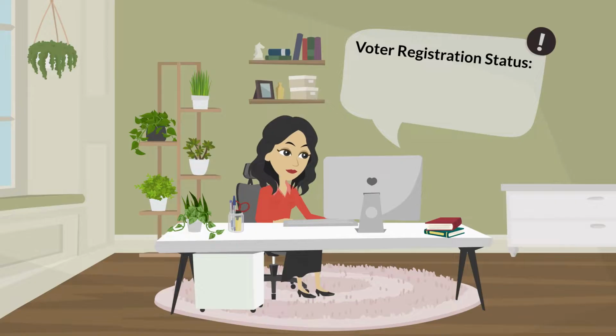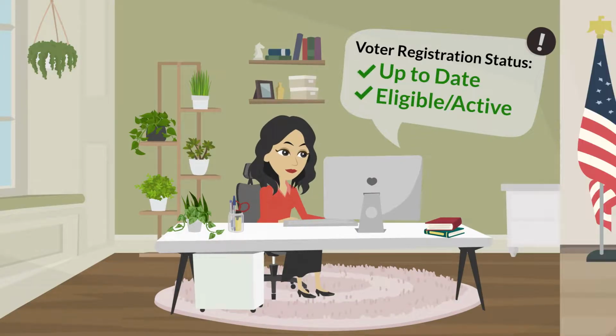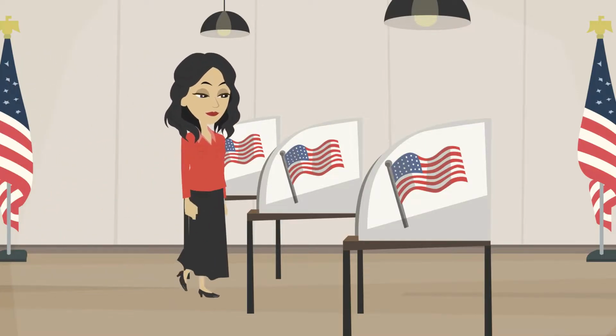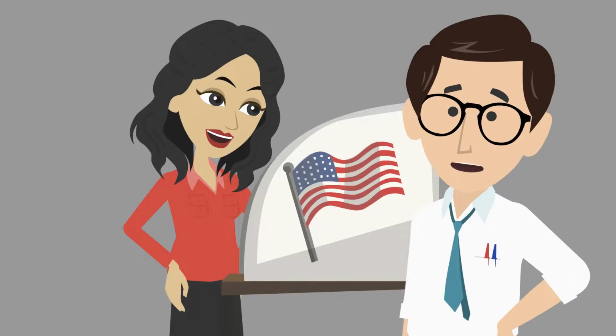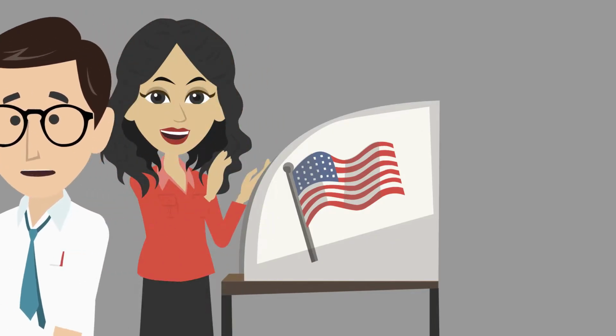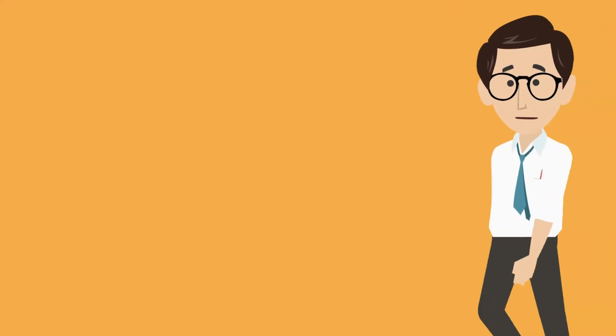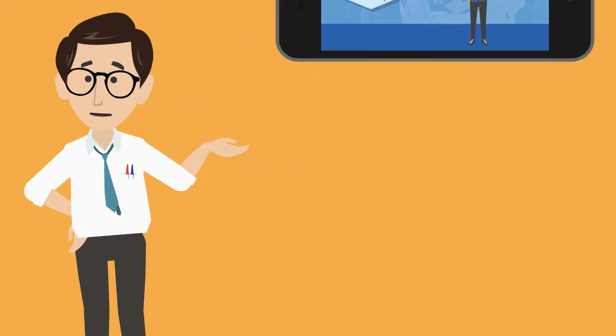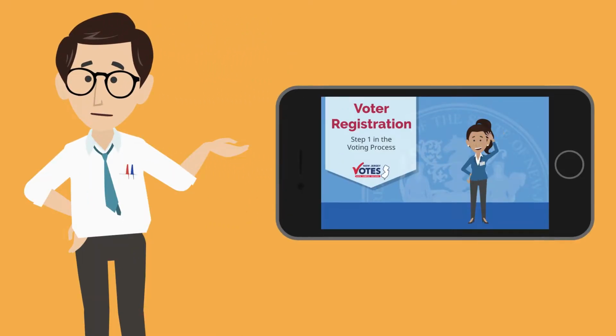Once you're able to confirm your voter information is up to date and you're an eligible active voter, the next best thing to do is to actively participate in your local voting process. Being an active voter helps to ensure that we can keep the voter roll well managed. Remember, your vote and your voice matters in every election, not just the big ones. Now, if you're not registered, you'll want to jump back to our previous series, Voter Registration, for instructions on how to complete that important step.